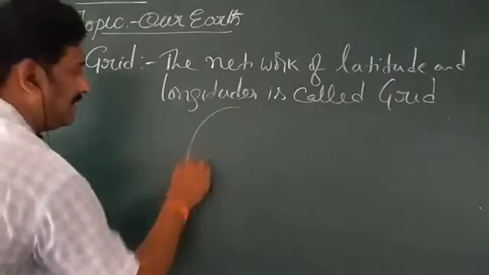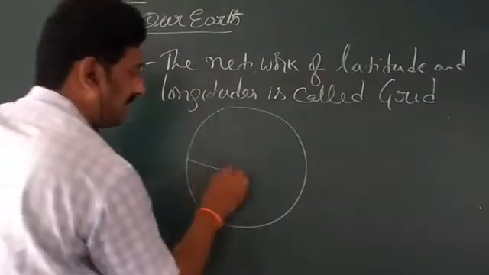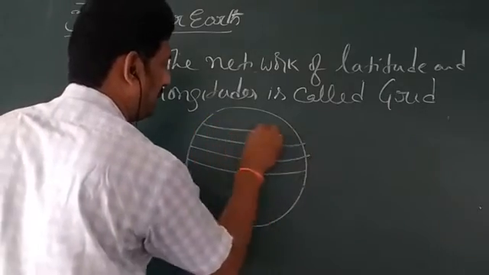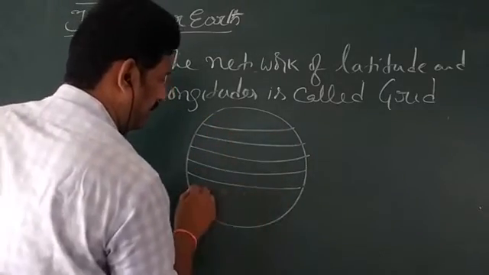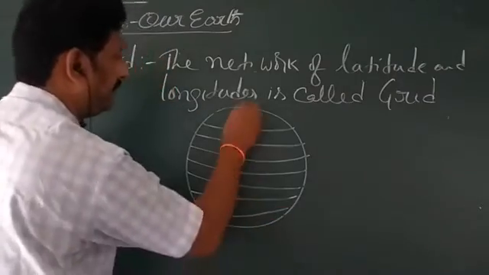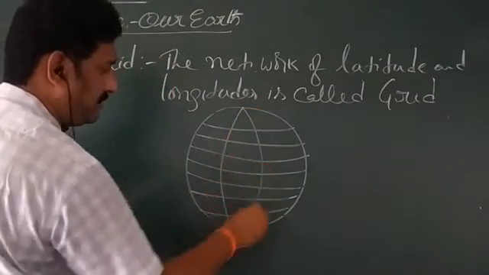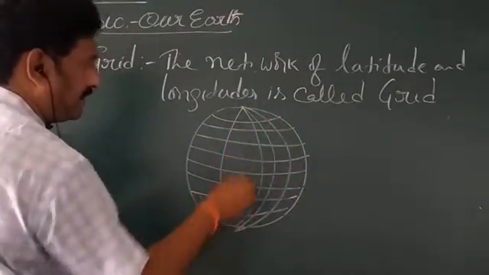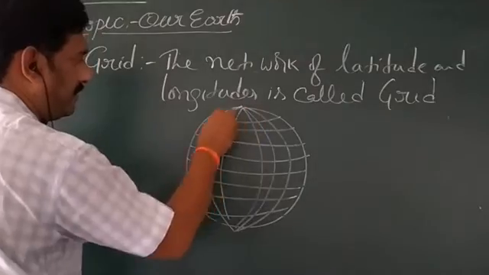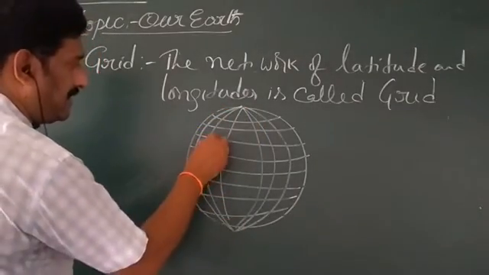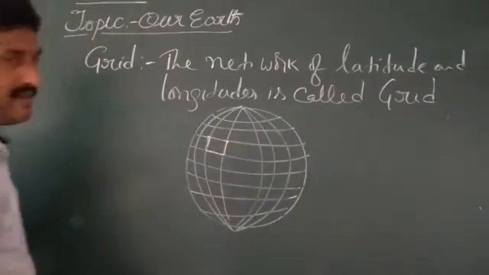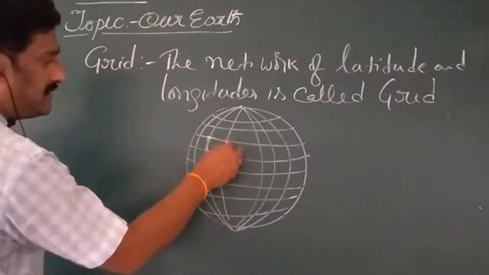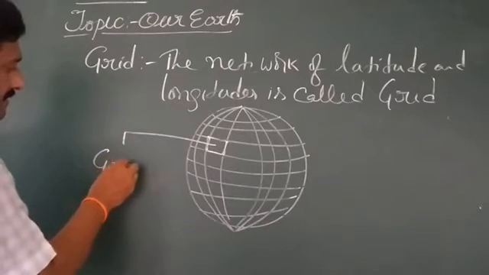That means these are the imaginary lines, already you have an idea. Horizontal lines we can call latitudes, and these are longitudes. Now here we can see this part. The network of latitudes and longitudes, this square part is called a grid, we are saying.